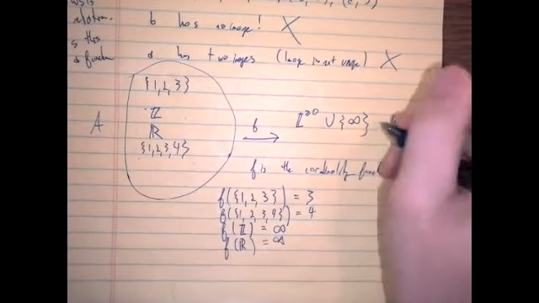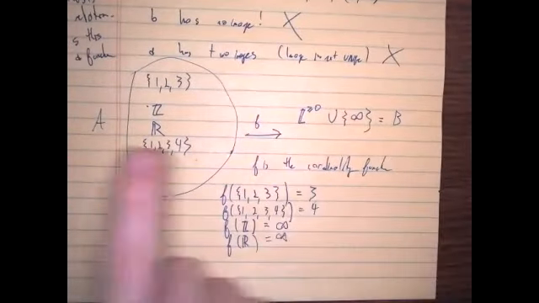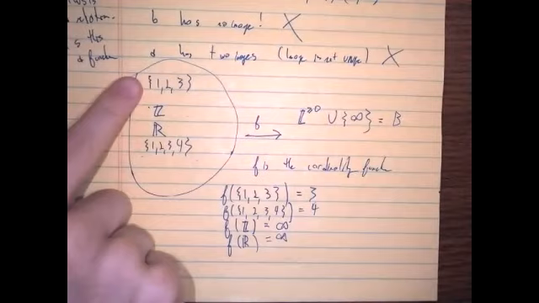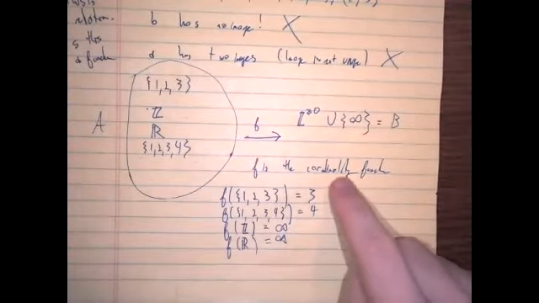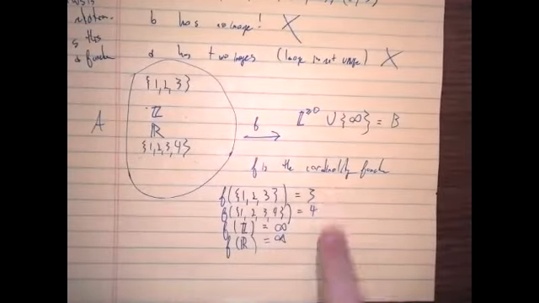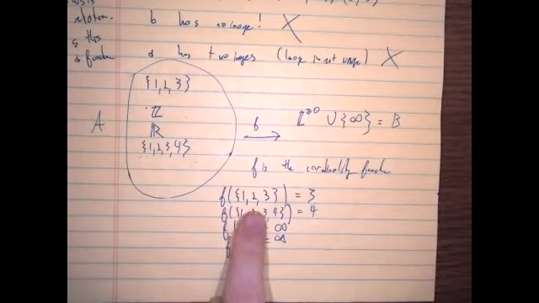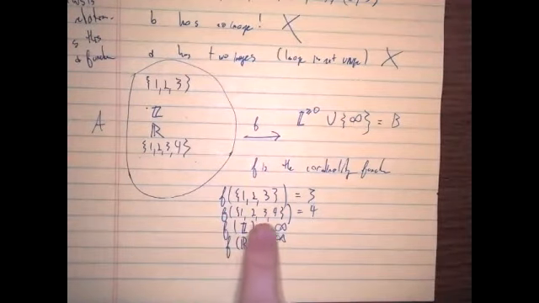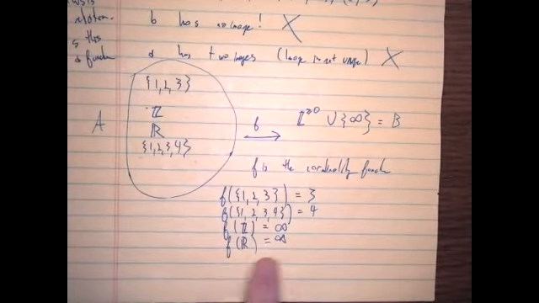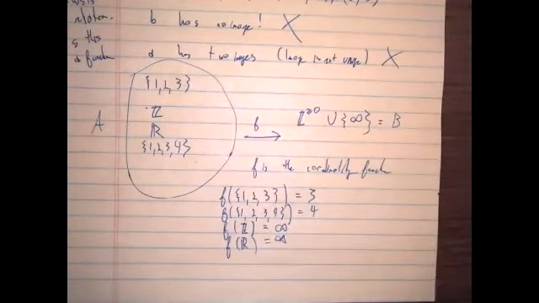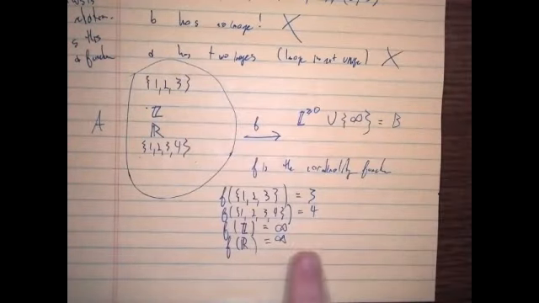So I have 2 different sets, and then what I did with F is I assigned to each element of A a unique element of B. Here I did it by just listing all of the elements of A and telling you exactly where they went. I sent the set 1, 2, 3 to 3. I sent the set 1, 2, 3, 4 to 4. I sent the set Z to infinity, and I sent the set R to infinity. And this is a function because to each element of A, there is a unique element of B.